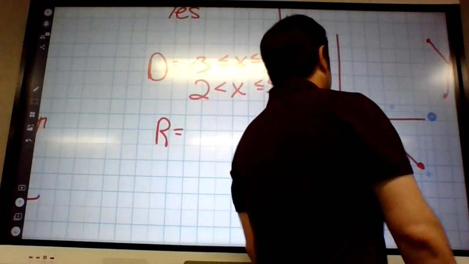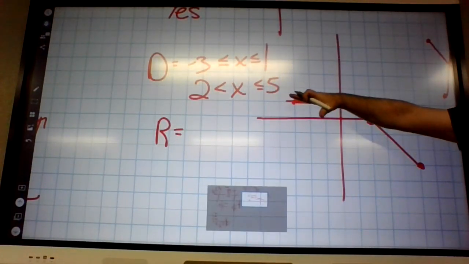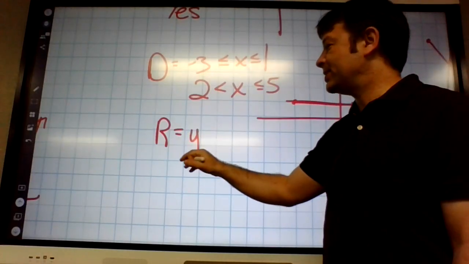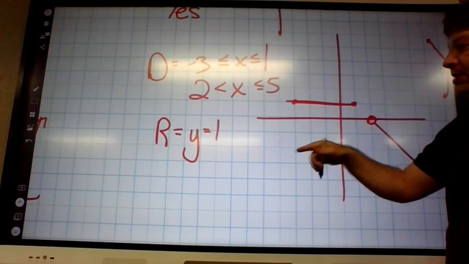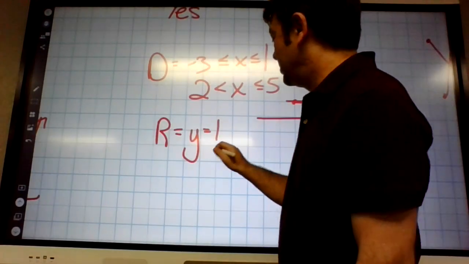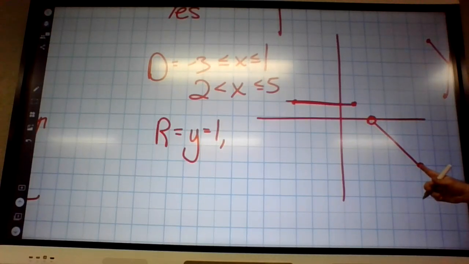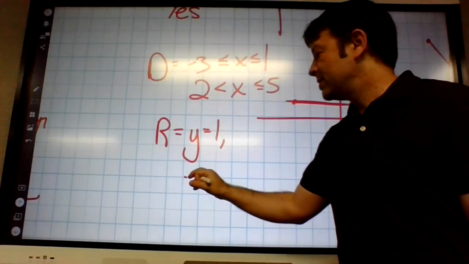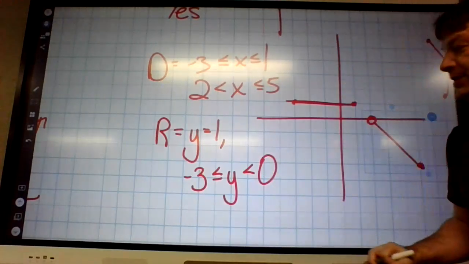Okay. Quiet, kid, now. The range is the y values. So what's the y value for this line? 1. So it's not a continuous set of points. There's only one y value for this. It's 1, 1, 1, 1, 1, 1. So y equals 1. Comma. What are the y values from here to here? Shh. The lowest y value is -3. The highest y value is 0. So the y values run from -3 to 0.